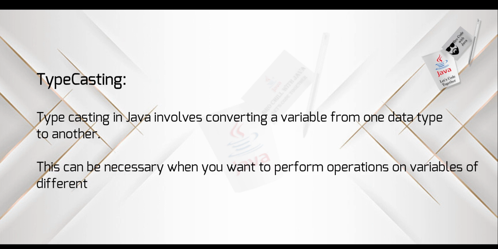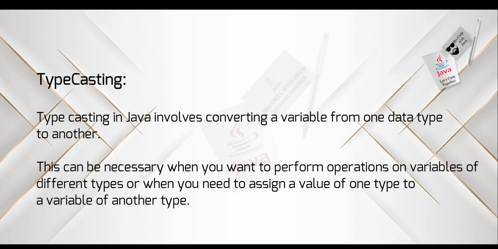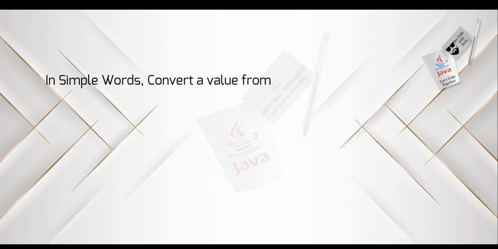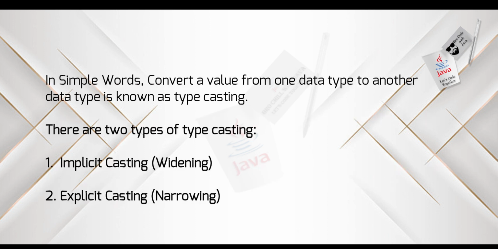Typecasting in Java involves converting a variable from one data type to another. This can be necessary when you want to perform operations on variables of different types or when you need to assign a value of one type to a variable of another type. In simple words, converting a value from one data type to another data type is known as typecasting.